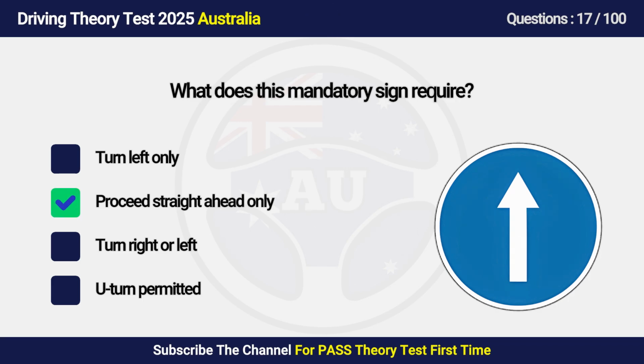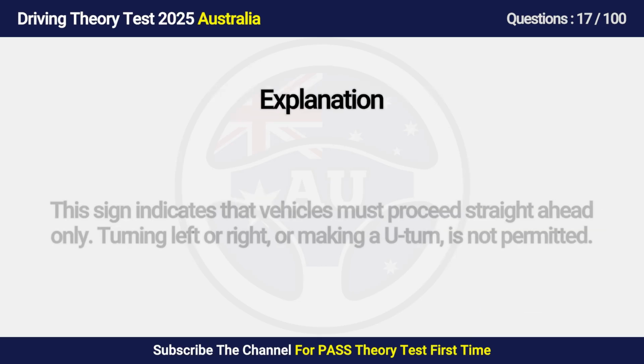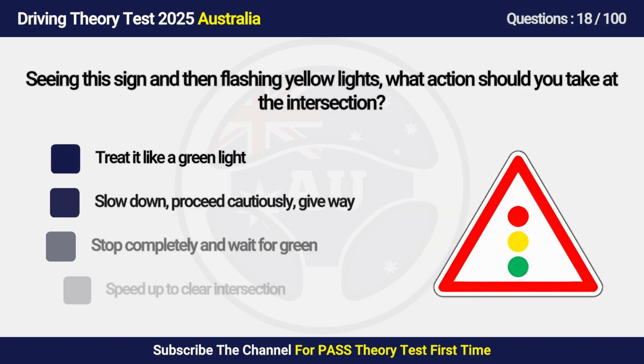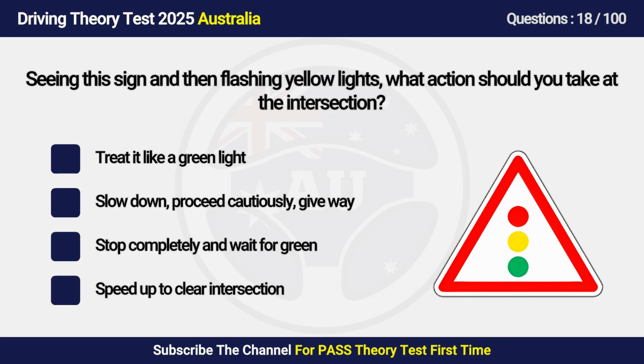Answer is B. Proceed straight ahead only. This sign indicates that vehicles must proceed straight ahead only. Turning left or right or making a U-turn is not permitted. Question 18. Seeing this sign and then flashing yellow lights, what action should you take at the intersection?